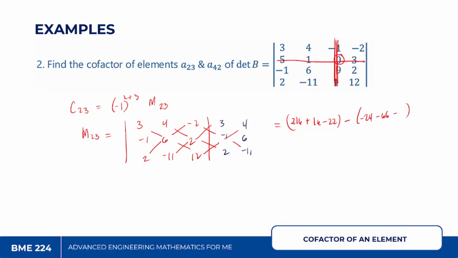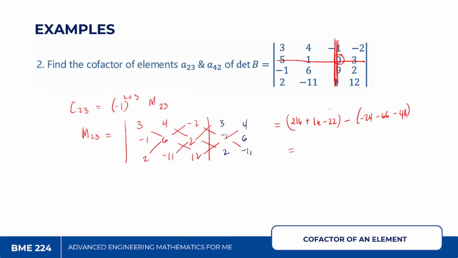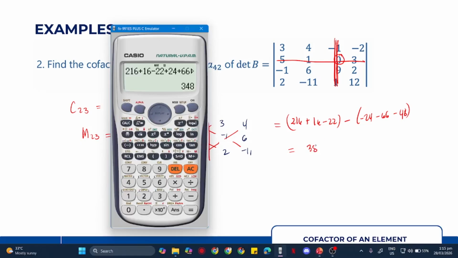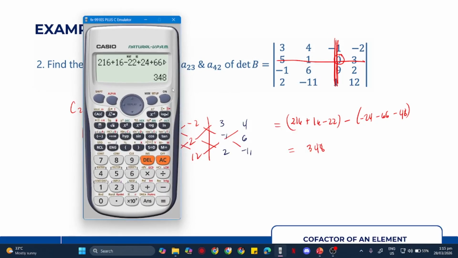Okay? So, in other words, your determinant would be equal to what? 216 plus 16 minus 22. Yung negative, ma-distribute yan, magiging positive na yan lahat. Positive 24, positive 66, positive 48. And that is equals to 384. 348 pala. 348. So, check natin, no? Using our calculator na lang diretso.